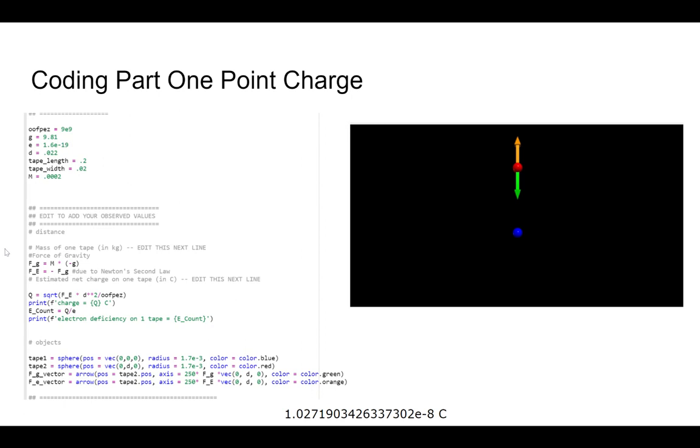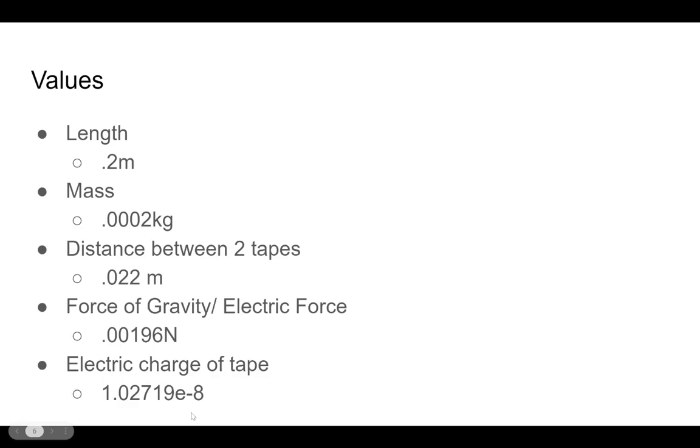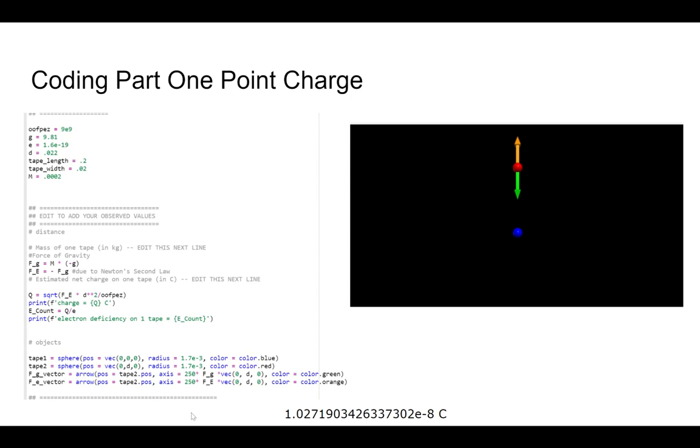As you can see here, this is where we do net force equal to zero, and we can find the electric force. Once we find the electric force, we plug into that equation where we isolate Q from kq squared over r squared to get the charge of the tape, which is 1.02719 times 10 to the negative 8. Then once you find that charge, you can find the electron deficiency by dividing that charge by the electron charge of 1.6 times 10 to the negative 19.